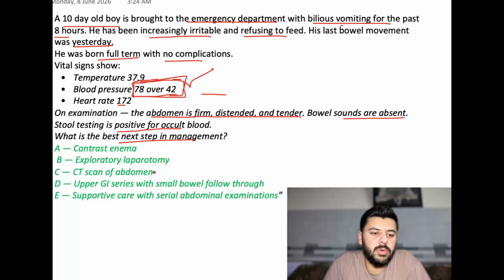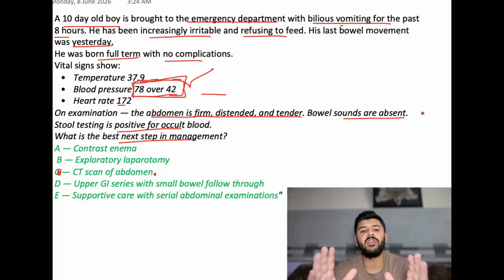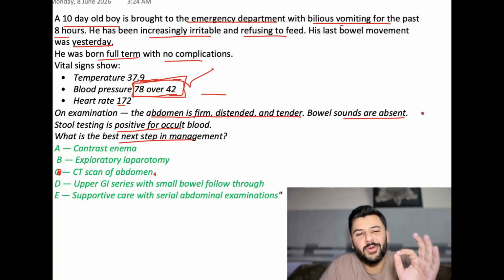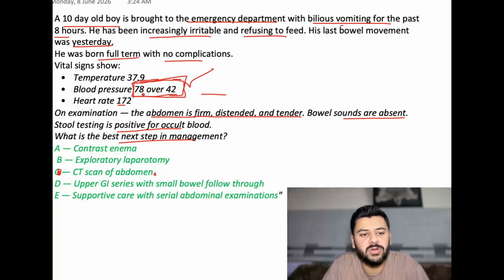Let's start with option C, the CAT scan of the abdomen. This is the wrong answer here. And just remember one rule for USMLE. If you don't remember anything in this whole vignette, just remember that you never do a CAT scan in an unstable patient. Never. CAT scan is for stable patients. This baby has a blood pressure of 78 over 42. You cannot put a baby in shock inside a CAT scanner. This option, gone.